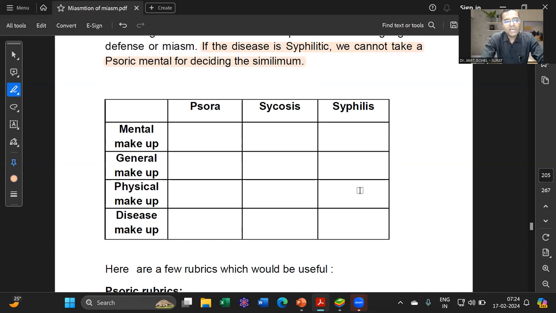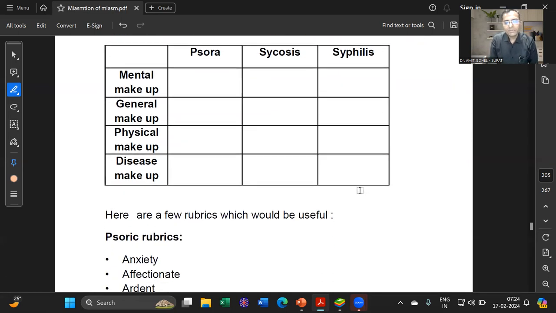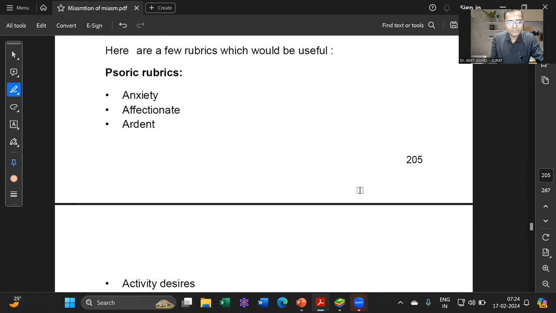So you have to keep this chart for each and every case for the analysis, and that will help you to understand the patient as well as your approach, so that you can reverse from syphilis to sycosis and from sycosis to psora. So here are a few rubrics which would be useful. Sir has given a handy tool to understand that these are the few rubrics from psora, these are the few rubrics from sycosis, and these are the few rubrics from syphilis. This helps you to categorize the patients when the patient comes to you. So these are a few examples.